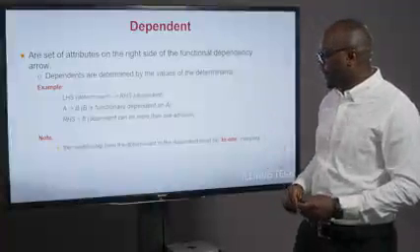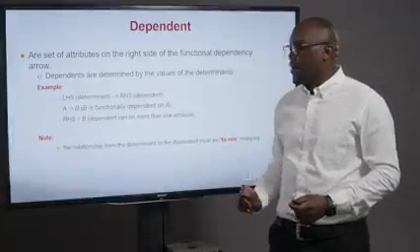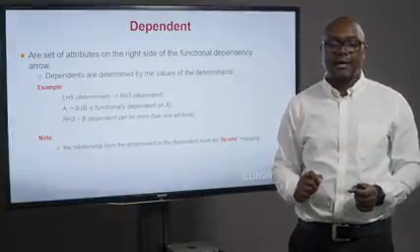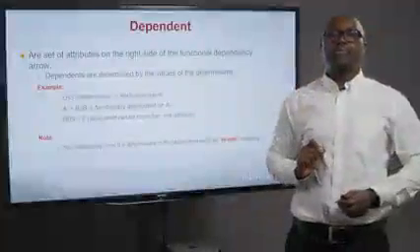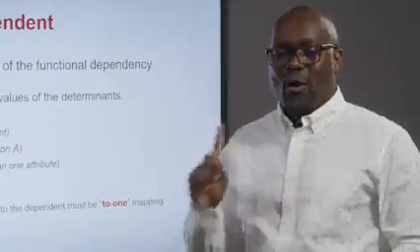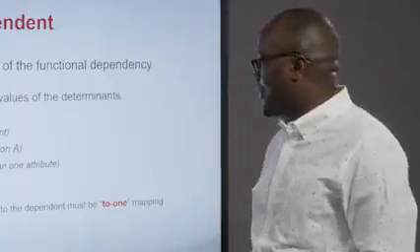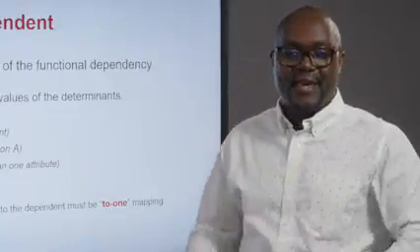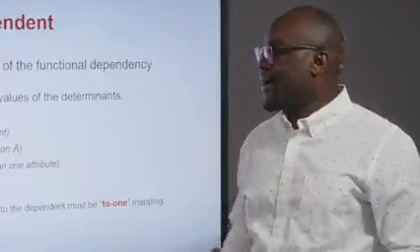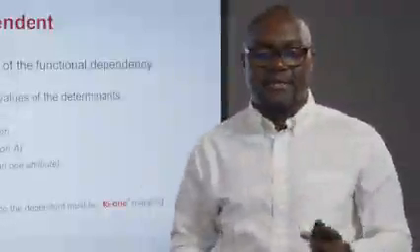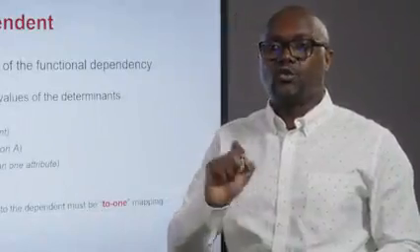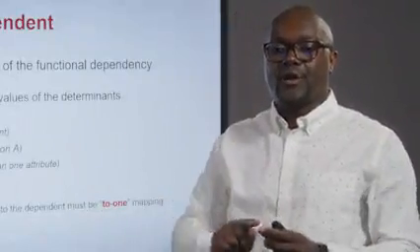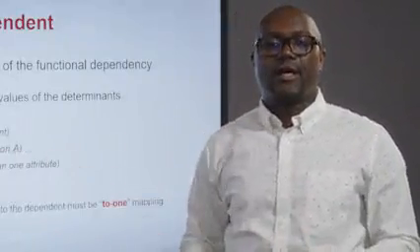We have one thing to note here: the relationship from the determinant to the dependent should be a many-to-1 mapping. One note that we need to make very carefully here, we notice that the relationship between the determinant and the dependent must be a many-to-1 mapping, and always the arrow needs to be pointing to the right-hand side.